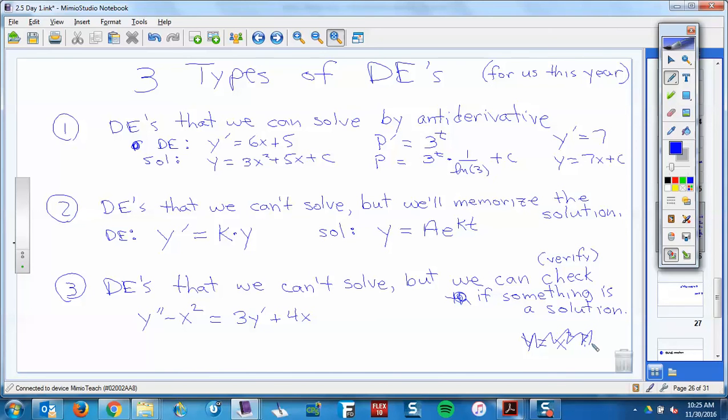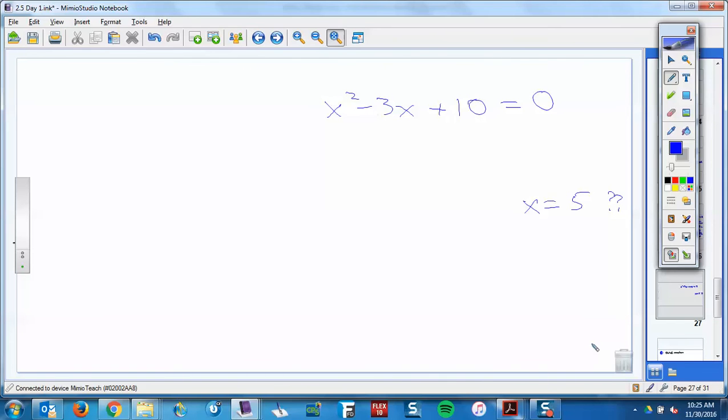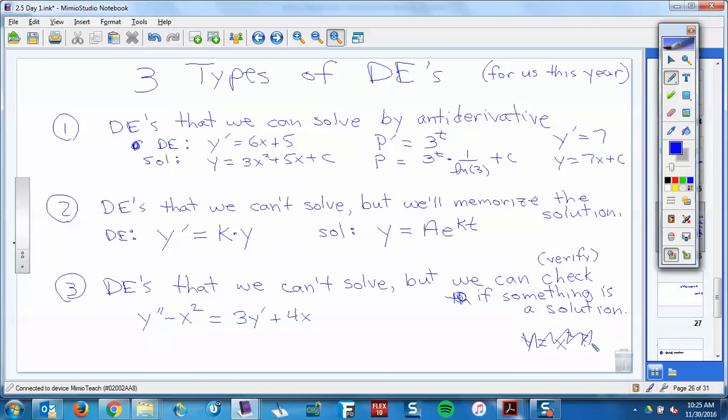But you got to think about how we would do it if it was just algebra class. Is x equals 5 a solution to this? Plug in a 5 and see if it's equal. Is y equals x squared a solution to that differential equation? Plug in an x squared everywhere you see a y, plug 2x everywhere you see a y prime, and plug 2 everywhere you see a y double prime, and then see if the two sides are equal. So even if we can't solve the differential equation, we can verify if something is a solution or not. All right, so let's do a quick example.